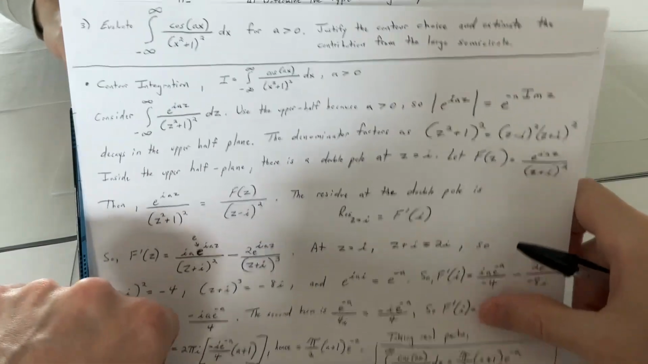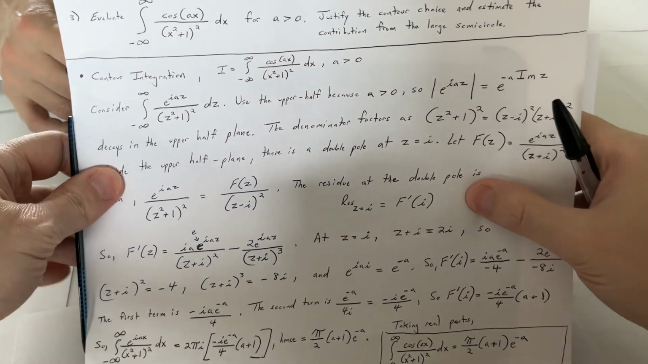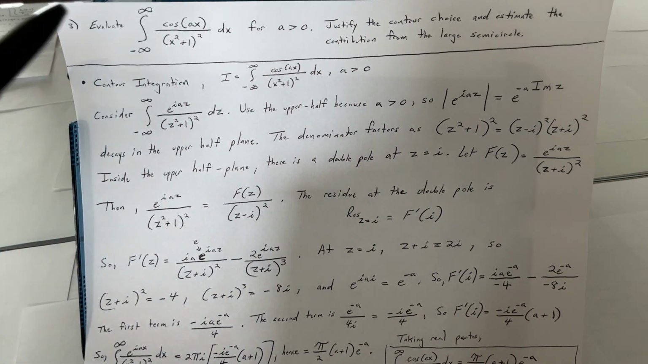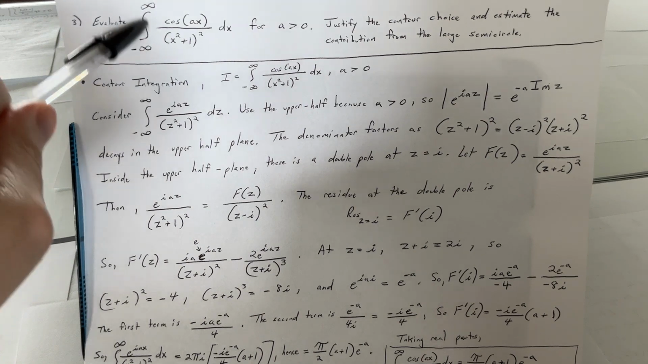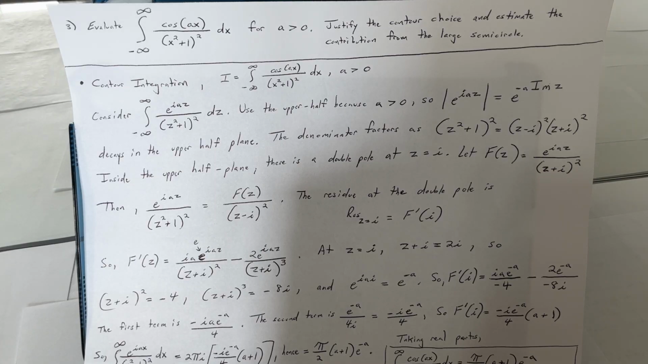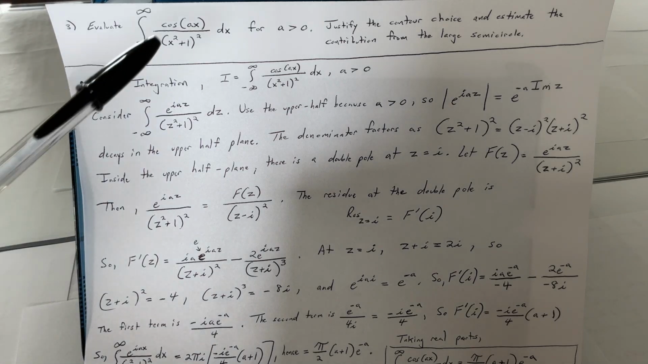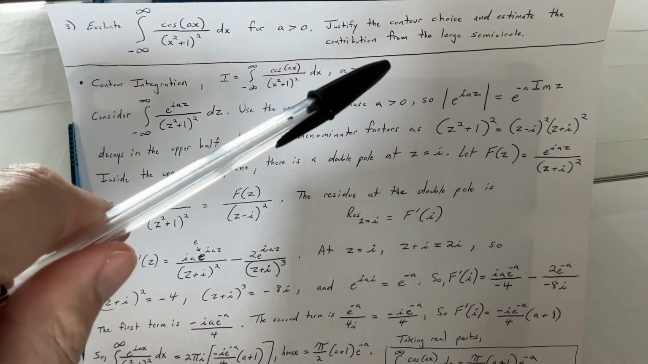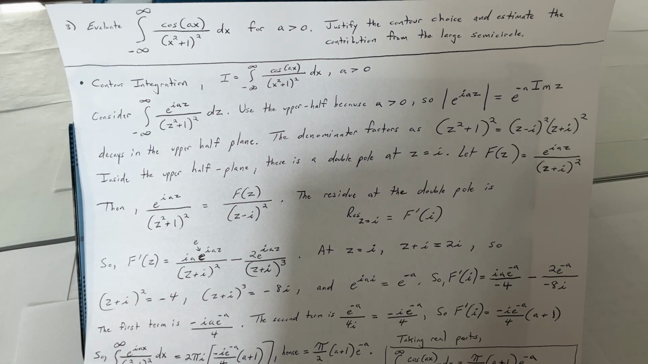And moving along to number 3. We want to evaluate this integral from negative infinity to infinity of cosine of ax over the quantity x squared plus 1, squared, dx, for a greater than 0. We want to justify the contour choice and estimate the contribution from the large semicircle.